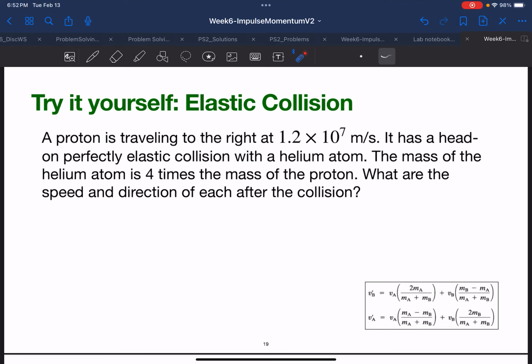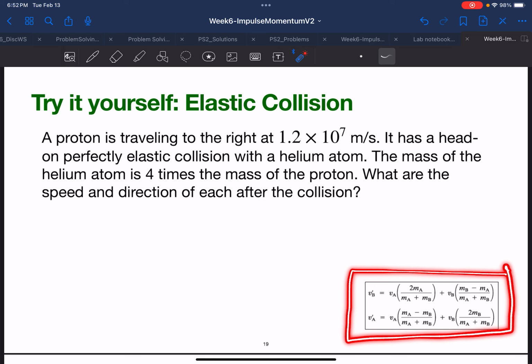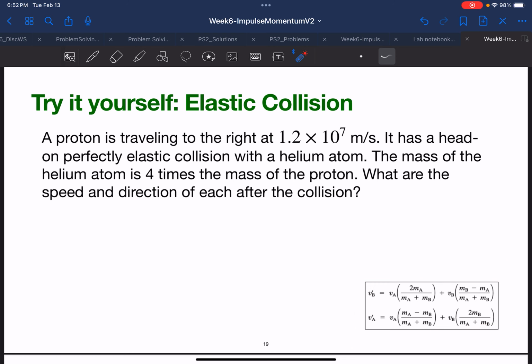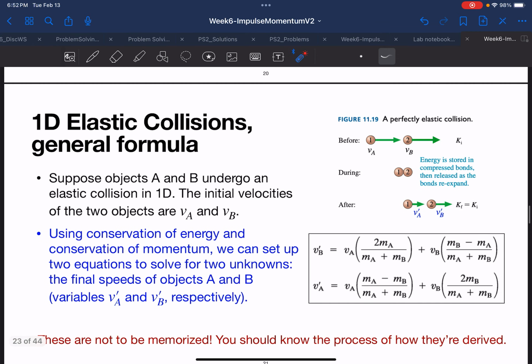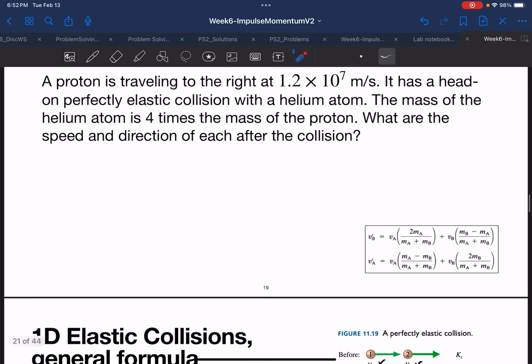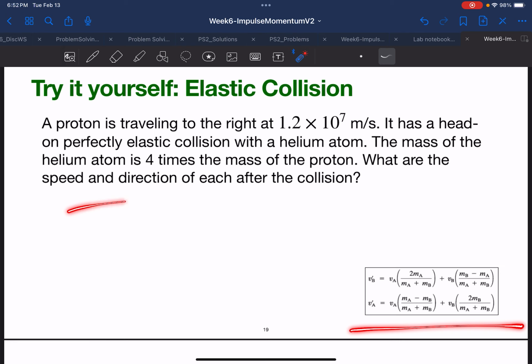So here we have an example of an elastic collision, and I've copied over the results that I just talked about in the previous video, which were taken from these two slides. If you haven't watched that, please go ahead and watch that first, because we're going to use that result to set up this problem.